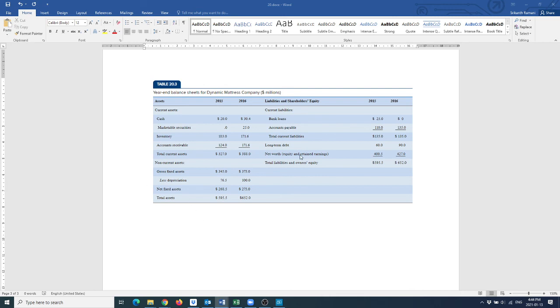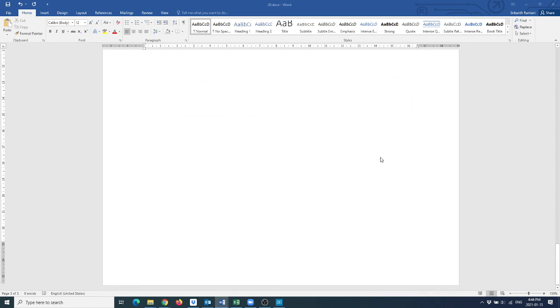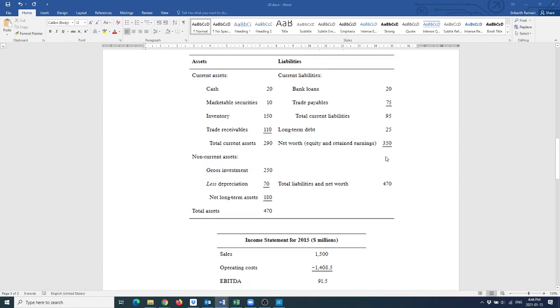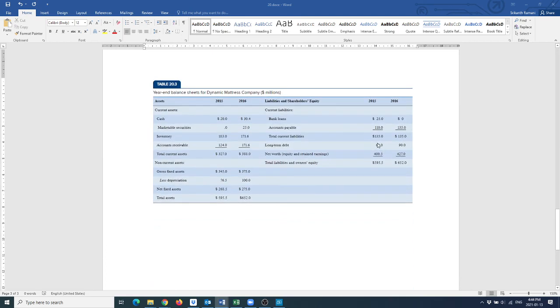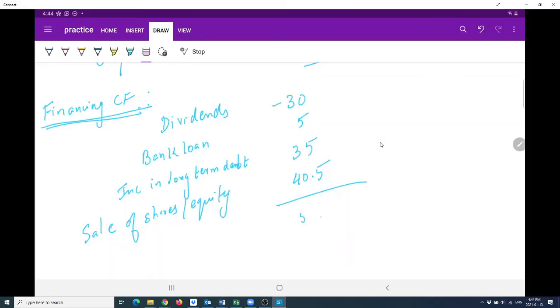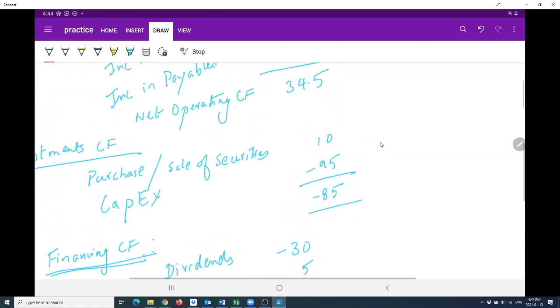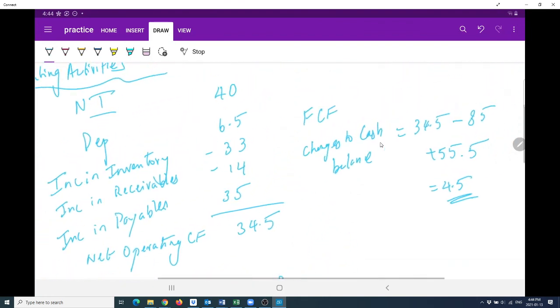Let me check. Increase in equity is 40.5, 400 to 360. Increase in debt is 25 to 60. Oh, there it is. This would be 50.5, as this was 35. I entered that as 40. Let's check the other values. So this is negative 85. This is 34.5.